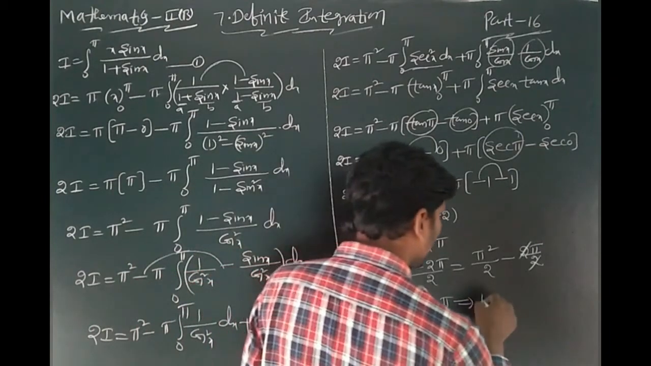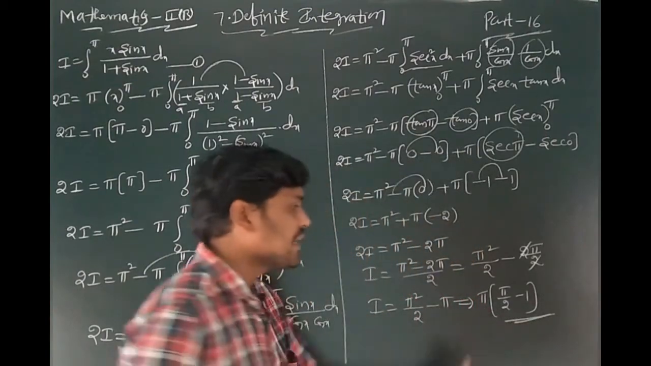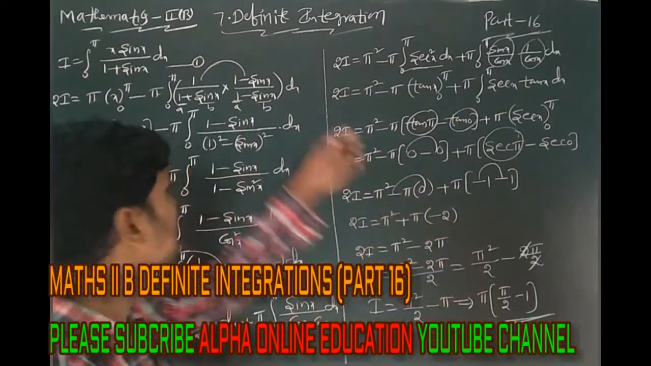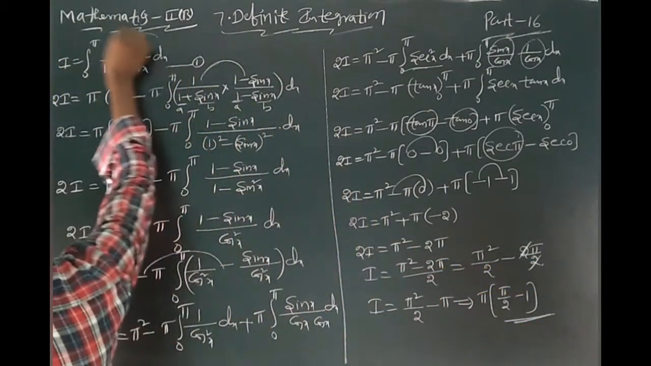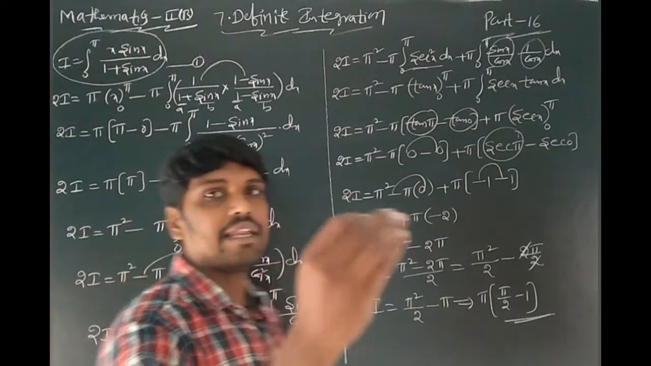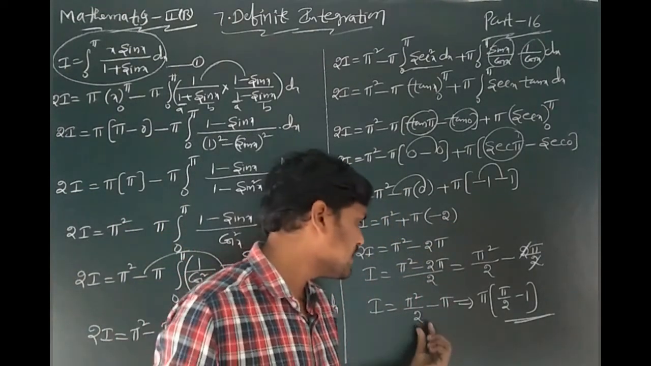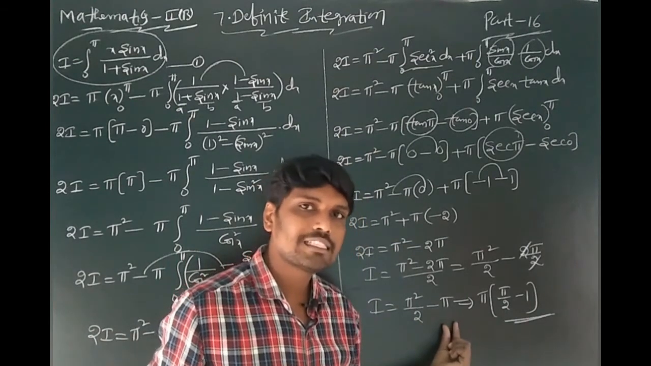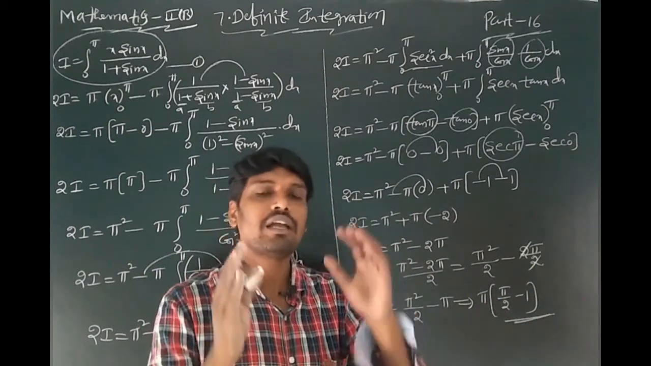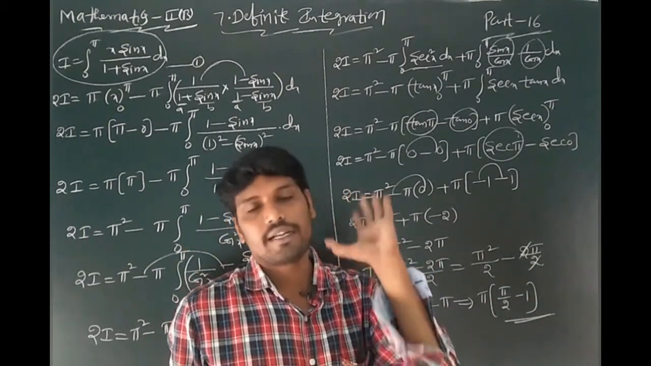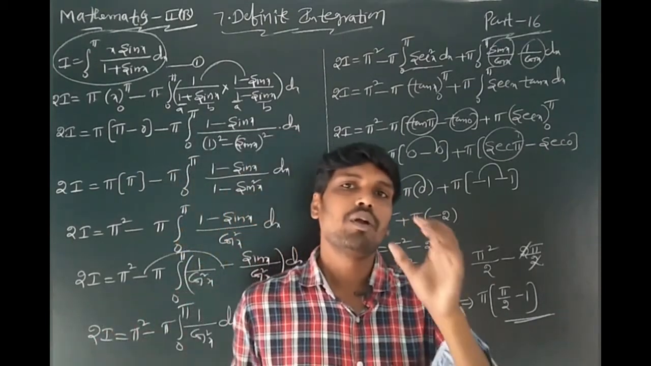In these two terms, pi is common. You get pi into (pi by 2 minus 1). This is the integration of which one? Integration from 0 to pi of x sin x by (1 plus sin x) dx, whose value is pi square by 2 minus pi, or pi into (pi by 2 minus 1). You can write any one, you get the correct answer. This is a repeated important problem in the Board of Intermediate exam.